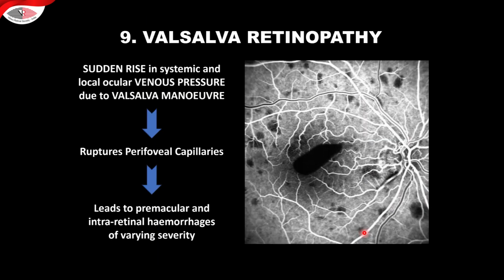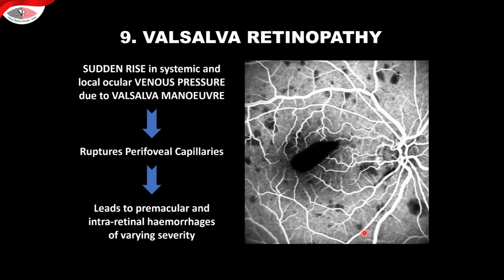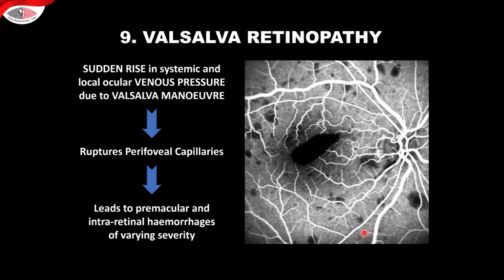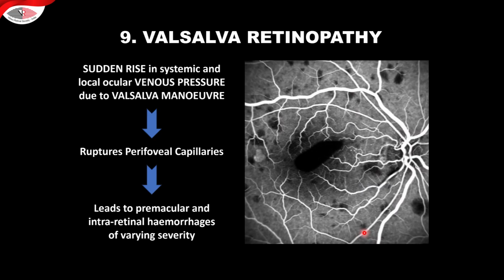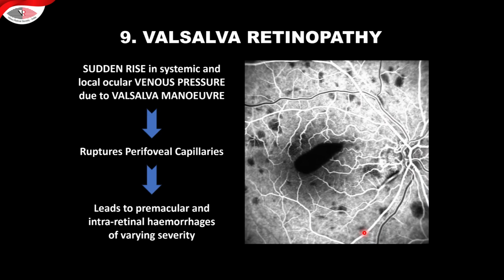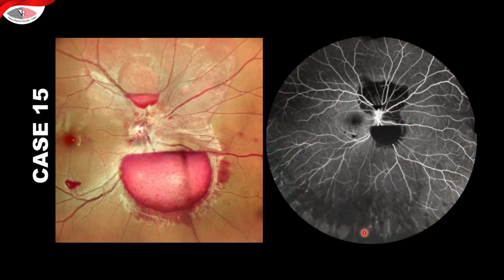At times, Valsalva retinopathy, which is sudden rise in systemic and local ocular venous pressure due to the Valsalva maneuver, ruptures the perifoveal capillaries and leads to premacular and intraretinal hemorrhages of varying severity. An angiogram can help you differentiate the planes of these hemorrhages quite well. There is a case of Valsalva where you see these multiple levels of hemorrhages which have taken place. If you do the angiogram, you will see clearly a masking in this area by a subhyaloid component, and here there is partly a subretinal or intraretinal component, over which the vessels are seen passing through.